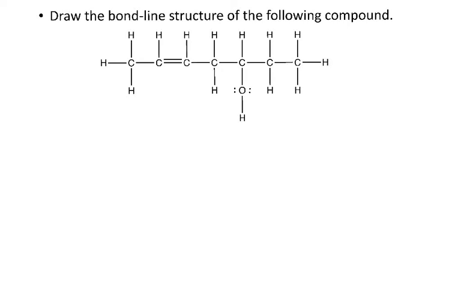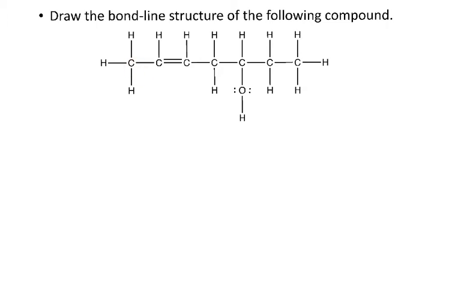In another video, I talk about the rules for drawing bond line structures. In this case, we're going to look at some specific examples of that. So here we're given a Lewis structure, and we want to draw the bond line structure for this compound. What I like to do is determine my longest chain of carbon atoms.